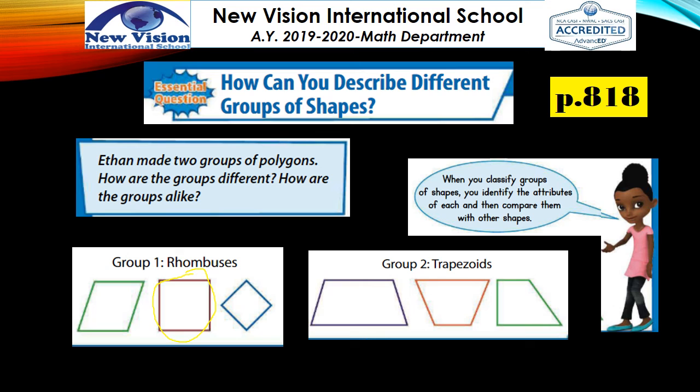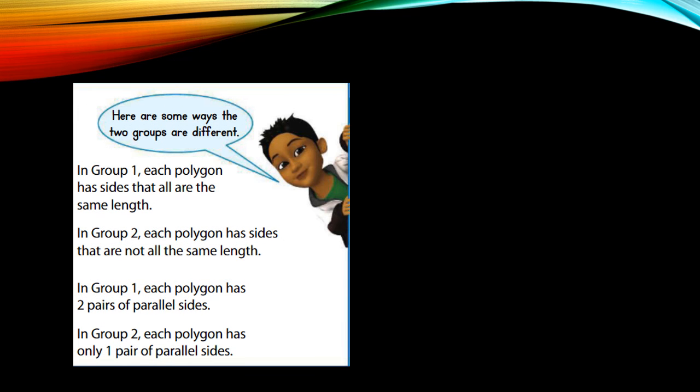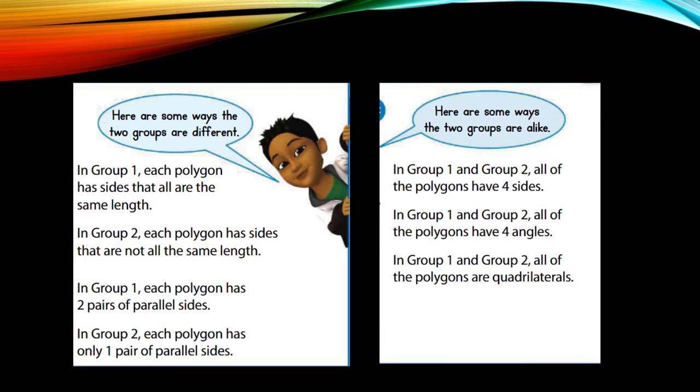Now here are some ways the two groups are different. In group 1, each polygon has sides that are all the same length. In group 2, each polygon has sides that are not all the same length. In group 1, each polygon has 2 pairs of parallel sides. In group 2, each polygon has only 1 pair of parallel sides. Here are some ways the two groups are alike. In group 1 and group 2, all of the polygons have 4 sides. All of the polygons have 4 angles. All of the polygons are quadrilaterals because they all have 4 sides.